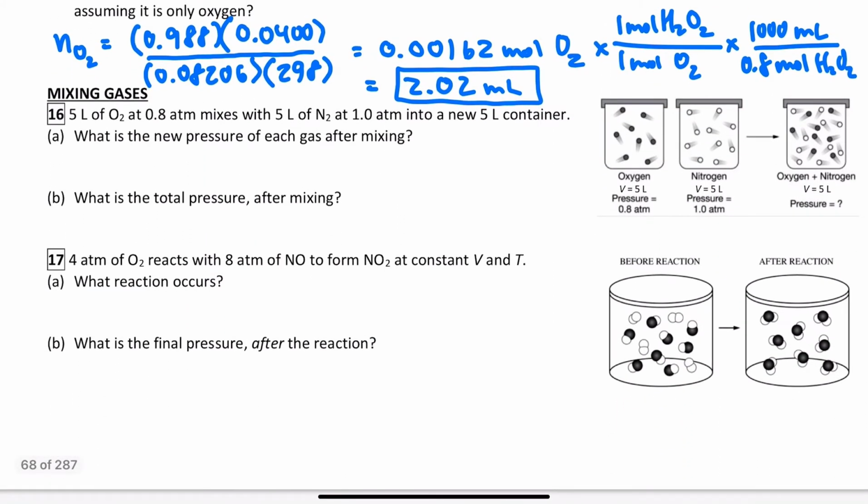Now, what about mixing multiple gases? We already talked about Dalton's law of partial pressure. Let's say I have a sample of oxygen contained in some fixed 5 liters at a temperature and 0.8 atmospheres, and some other container of nitrogen, it's 5 liters and 1 atm. Then I mix them and I put them in the same container with the same volume, 5 liters. It wants the new pressure of each gas after you mix them together. There's no reaction happening here, so I get to use the combined gas law because there's no chemical change like the problems up above.